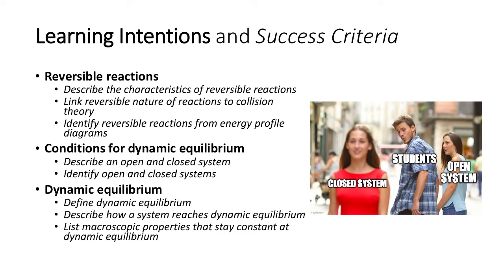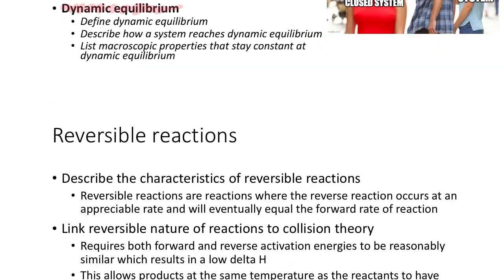Okay, so let's have a look at what we're going to be learning. We're going to be learning about the characteristics of reversible reactions. We're going to be looking at what conditions are required for dynamic equilibrium systems to occur, and then finally, how do dynamic equilibriums actually get established, and what are they, and stuff like that. All right, so that's what we're going to be talking about. So let's have a look.